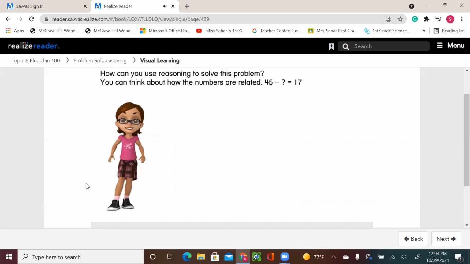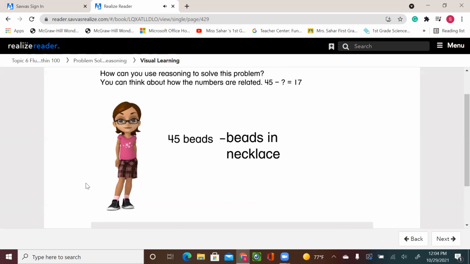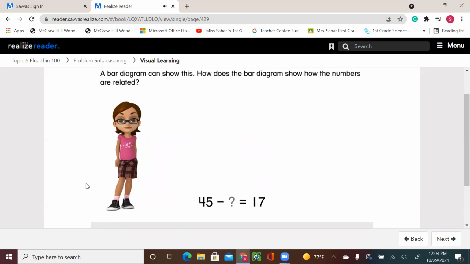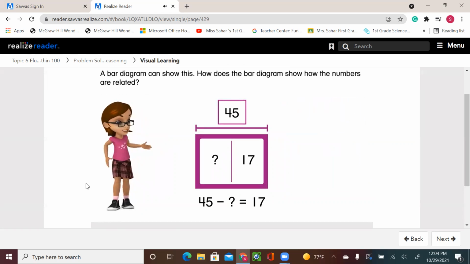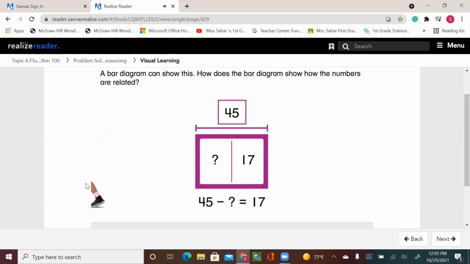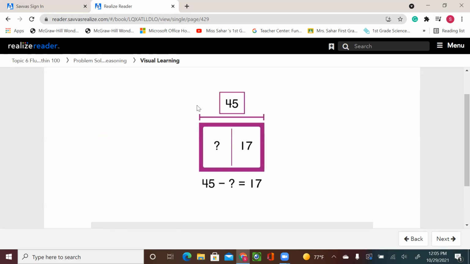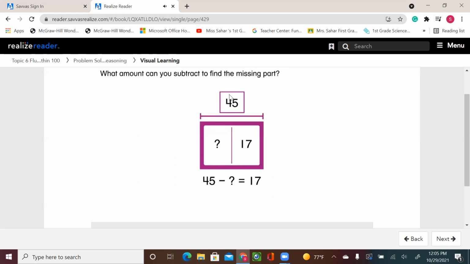How can you use reasoning to solve this problem? You can think about how the numbers are related. 45 minus blank equals 17. A bar diagram can show this. The bar diagram and equation show how the numbers relate. How does the bar diagram show how the numbers are related? What amount can you subtract to find the missing part? Select your answer.